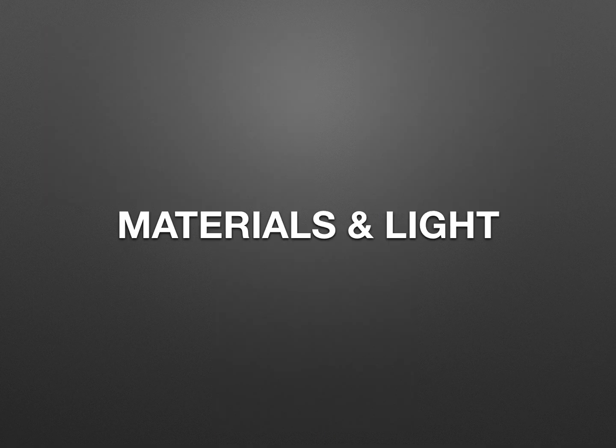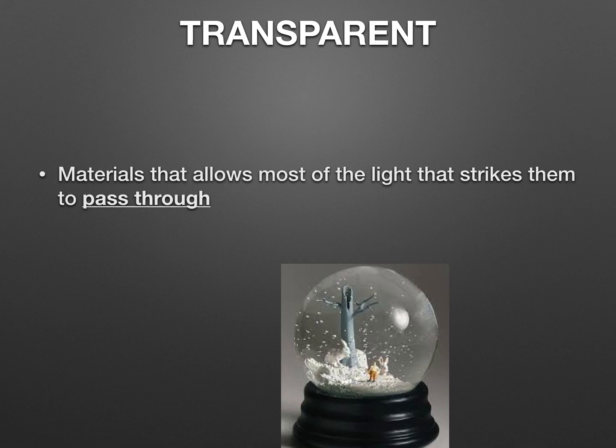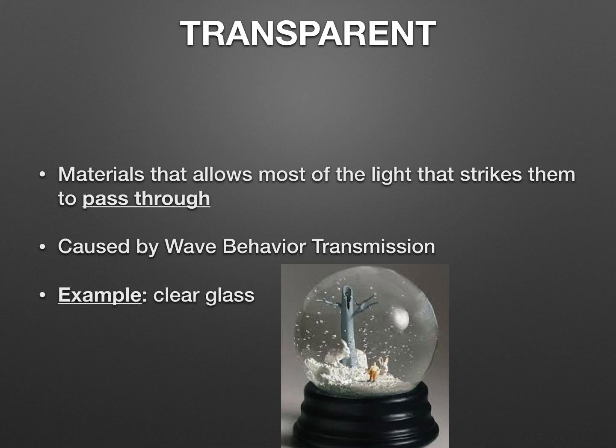And the last thing we're going to talk about is different materials and how light interacts with them or behaves with them, hence wave behaviors. First thing is called transparent. This is when materials allow most of the light that strikes them to pass through. This is caused by the wave behavior transmission. An example of this is clear glass. This could be like a window, a snow globe, your glasses, a glass you're drinking out of. Anything that's clear glass is easily showing transparency.